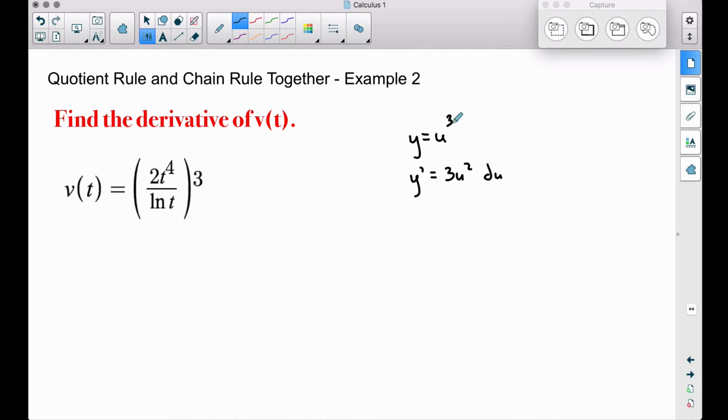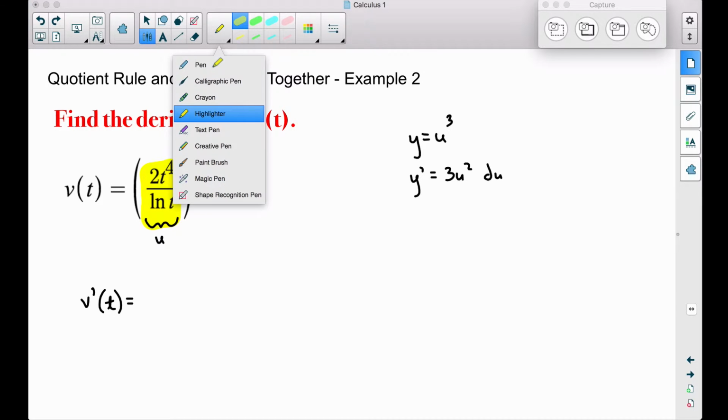So really what we're doing here is we're applying the derivative of u cubed. We're pulling the 3 down, we subtract 1 from our exponent, and then we come back and we multiply by the derivative of that u. So let's call this stuff right here u. Therefore, v prime of t is going to be equal to. Now, when I say u, I'm referring to everything that's inside of here, all this stuff getting cubed.